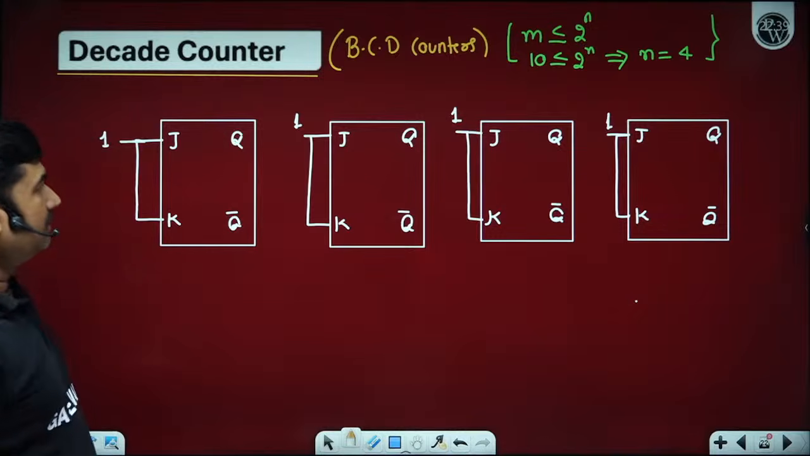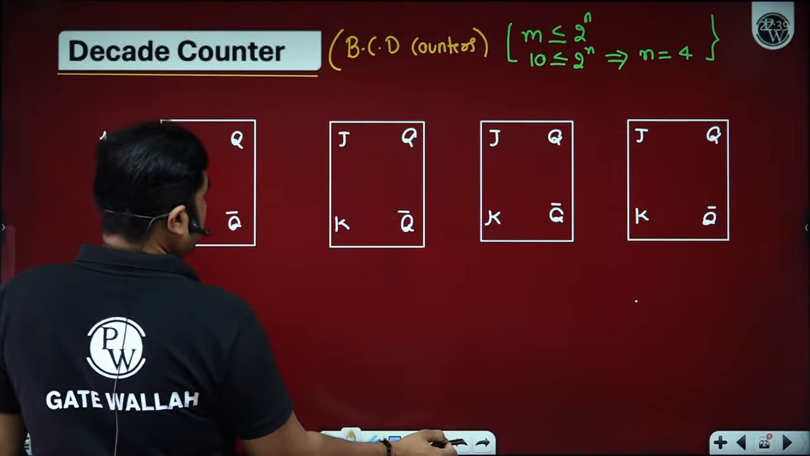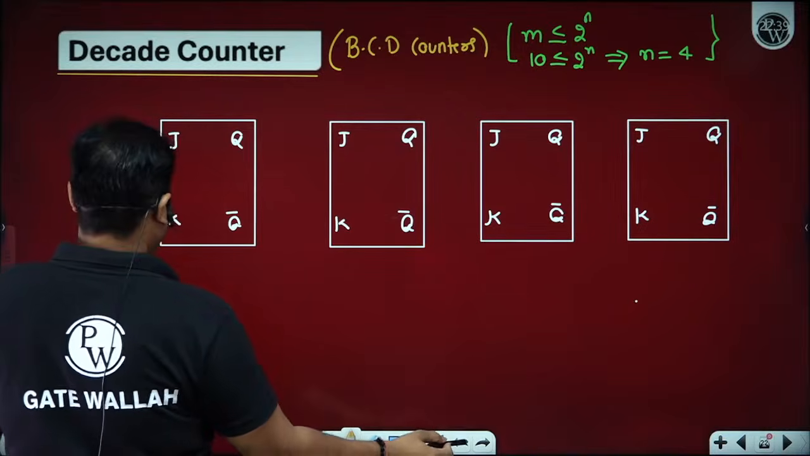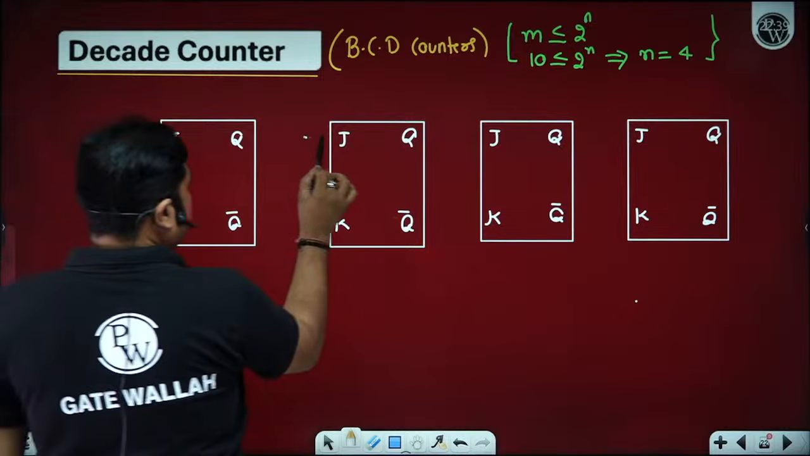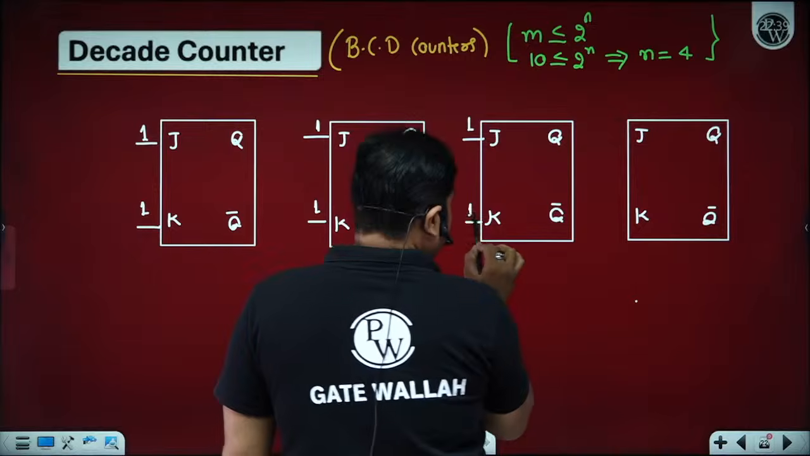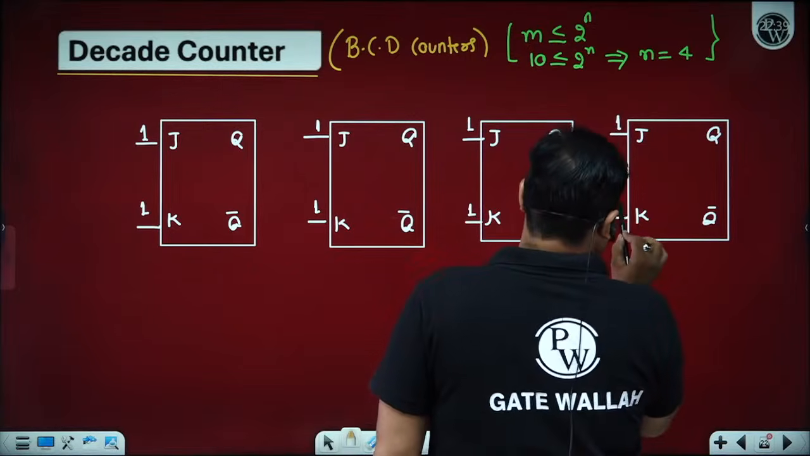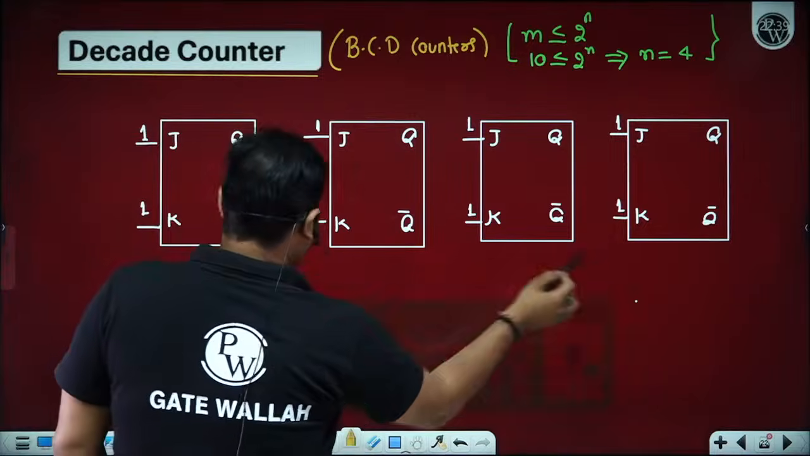Okay, beta ji? Yes, sir. Or you can also represent like this. You can also represent like this. JK11. Both are the same thing. JK11. So the JK flip-flop is in toggle mode.